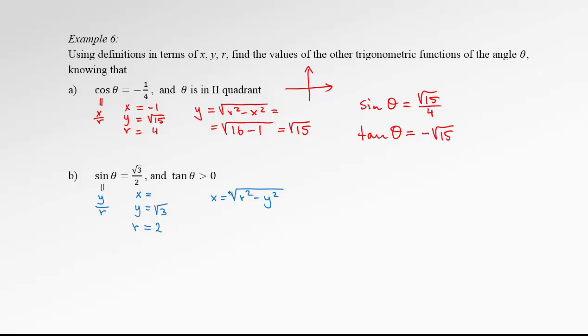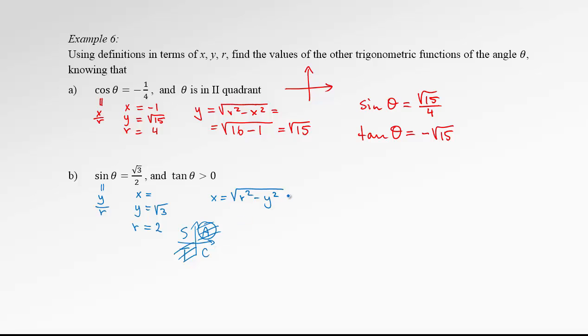However, this root could be positive or could be negative. How do we decide about this sign? Well, by looking at the second condition. Tangent is positive. So if we sketch the system of coordinates to recall in which quadrants tangent is positive, thinking about CAST, right? The tangent is positive here and there. Okay, the first and the third quadrant. Since we know that y is positive, it has to be the first quadrant, isn't it?